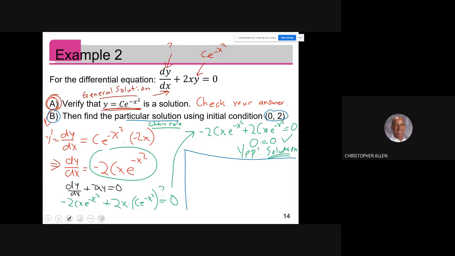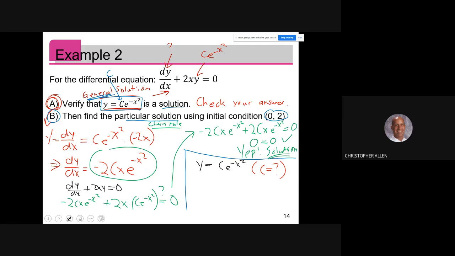So we just established that this right here is indeed a solution. In fact, it's the general solution. The reason we know it's the general solution is because of that C right there. That's what tells us it's a general solution. Now, to find the particular solution, we just need to figure out what C is. So I'm going to write the equation again. In fact, let's do it in black. y equals Ce to the negative x squared. That's the general solution. We want to figure out what does C equal.